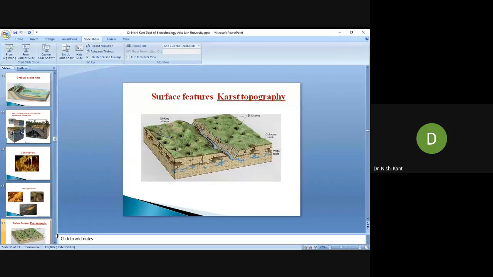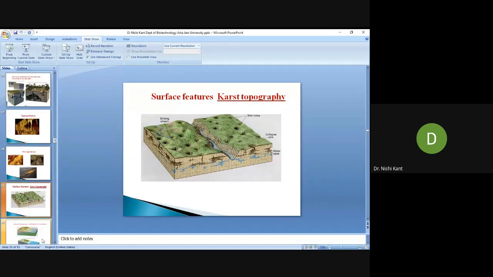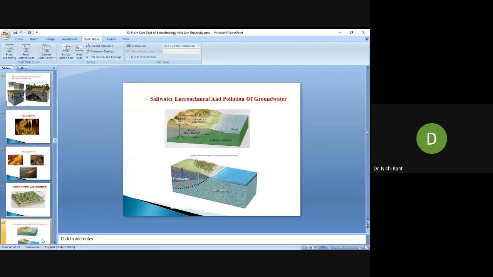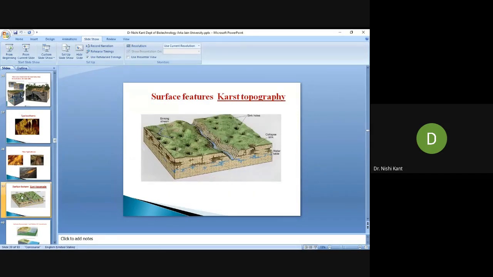Karst topography is a pitted-looking earth surface resulting from subsurface solution action and includes sinkholes and solution valleys. Enormous sinkholes are examples of mass wasting.